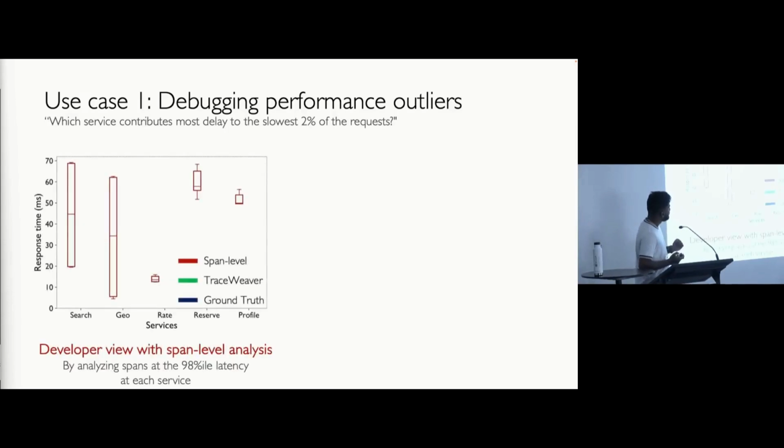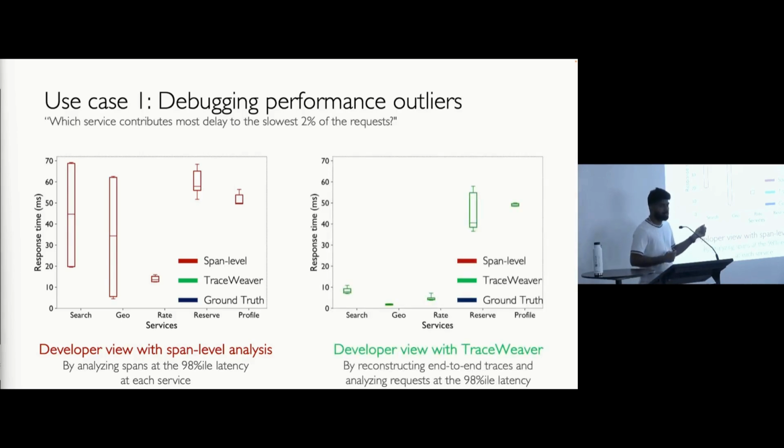Now, to show what these approximate traces can be useful for, we showcase two cases. The first is on debugging performance outliers, for answering questions like which service contributes most delay to the slowest 2% of the requests. If the developer did not have tracing or even had approximate tracing, all they can do is go to each individual service and ask, what are the requests in your top 2% bracket, and what are their delays? What we're plotting on the y-axis is the delay distribution of all such requests, which are the top 2% for each individual service. And then with TraceWeaver, you can plot the delay distributions for all the requests that are in the end-to-end top 2%, right?